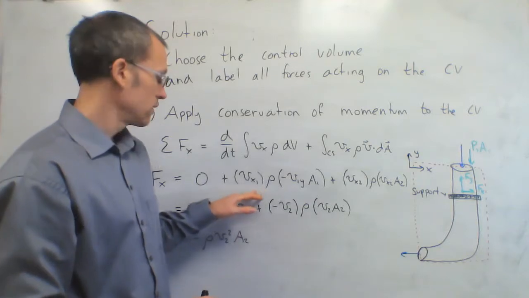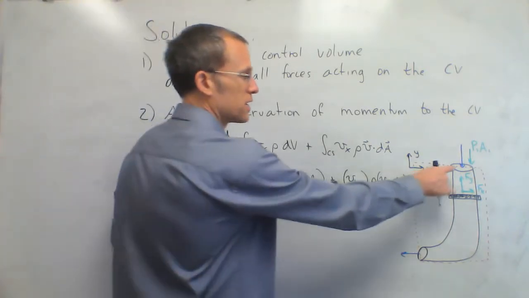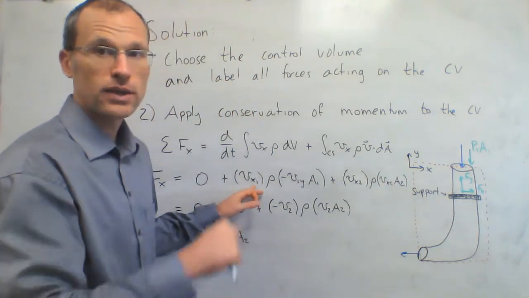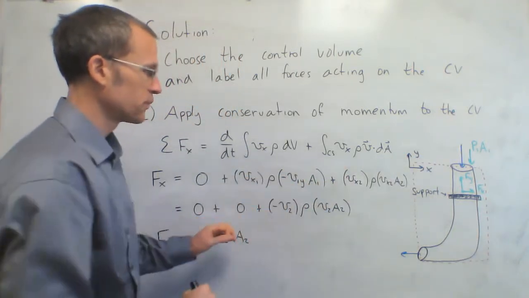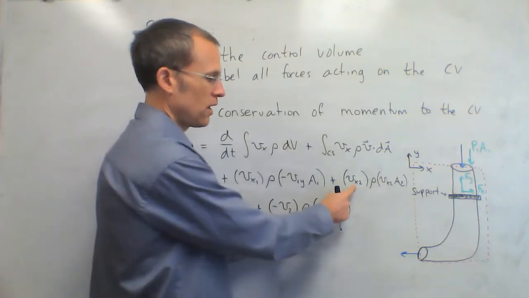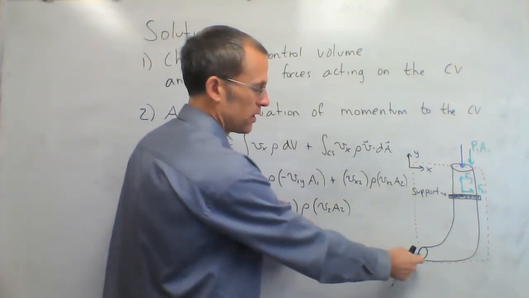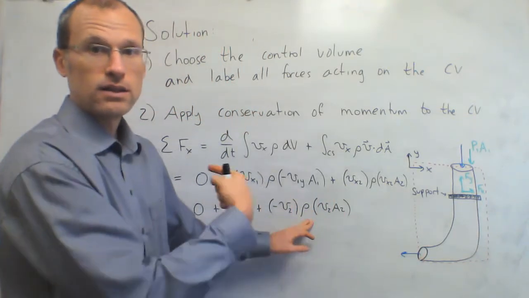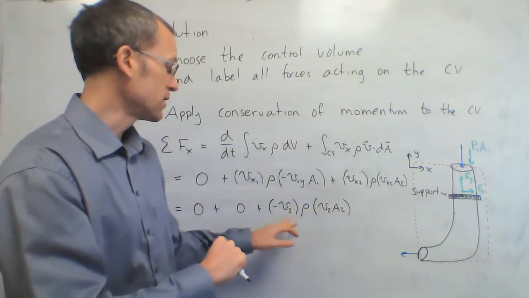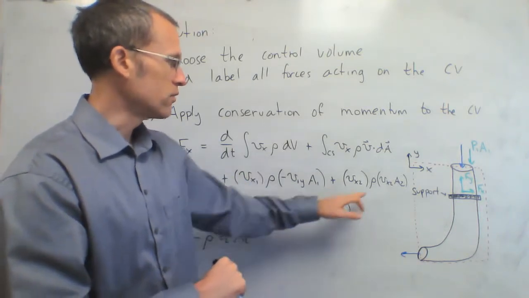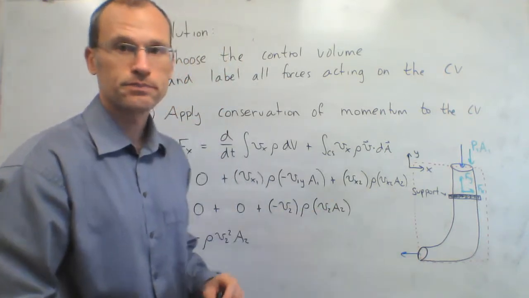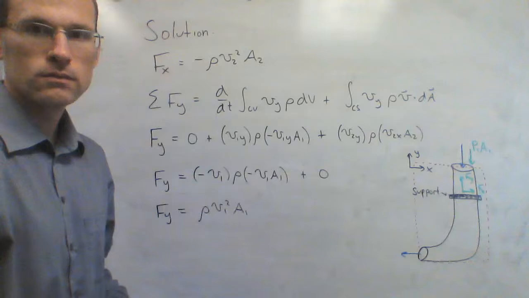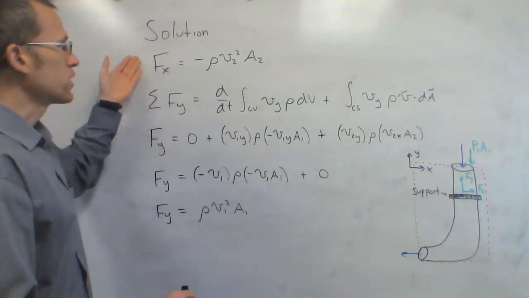If I look at this, Vx1, my x velocity at point 1, is 0 because I only have y velocity, so no x velocity there, so that term is also 0. Then Vx2, my velocity coming out, is technically in the negative x direction, so that becomes negative V2, and then rho V2A2, because all my velocity is in the x direction. So there's our force in the x direction.